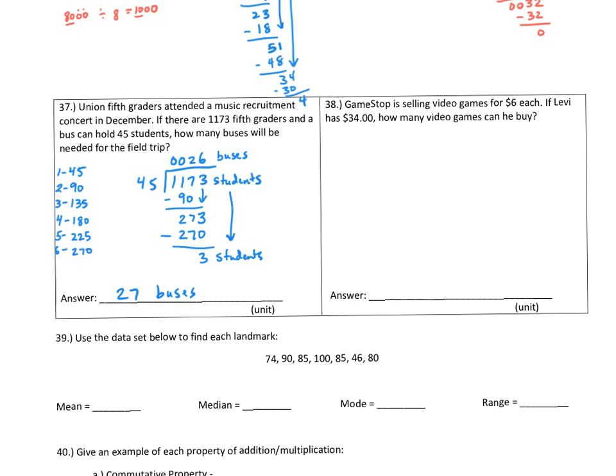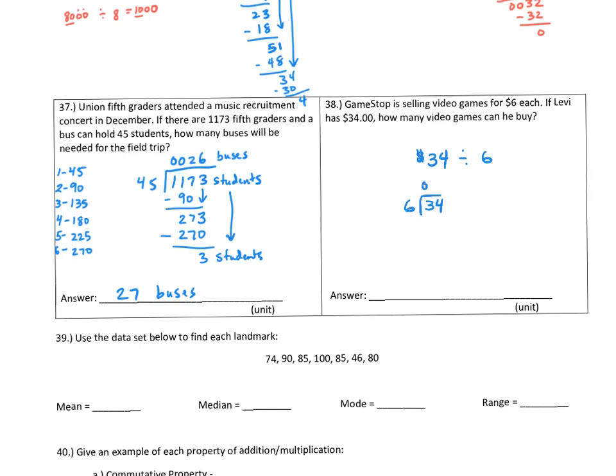38 says GameStop is selling video games for $6 each. If Levi has $34, how many video games can he buy? So I'm trying to divide my $34 into equal groups of 6. And because all I want to know is how many video games I can buy, I do not want a dollar answer. I don't even need to write my $34 with dollars and cents. So I can just write it out like this: 34 divided by 6.